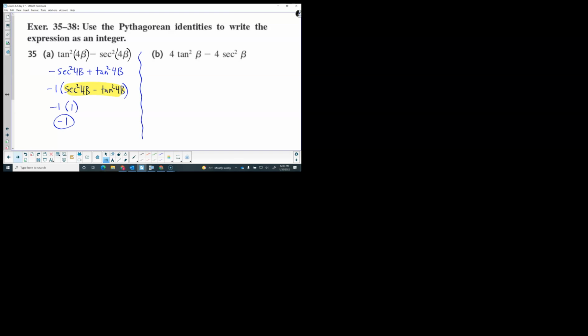Part B, here we've got 4 tangent squared of beta minus 4 secant squared of beta. So the first thing I'm going to do here is, again, switch the order around on these. So it's -4 secant squared of beta plus 4 tangent squared of beta. Then I'm going to factor a -4 out, leaving me with secant squared minus tangent squared. And again, we can substitute in a +1 for the secant squared minus tangent squared. And thus we get an answer of -4.